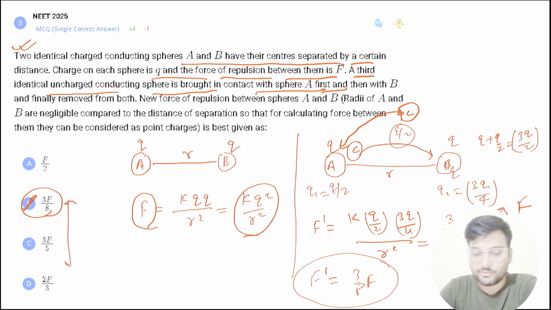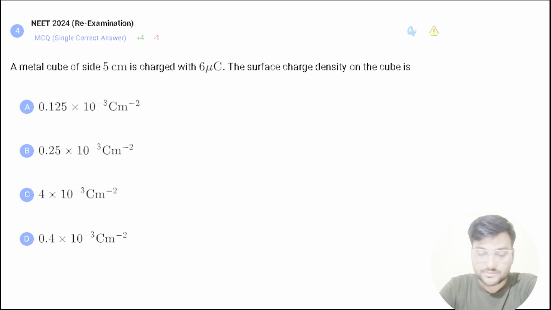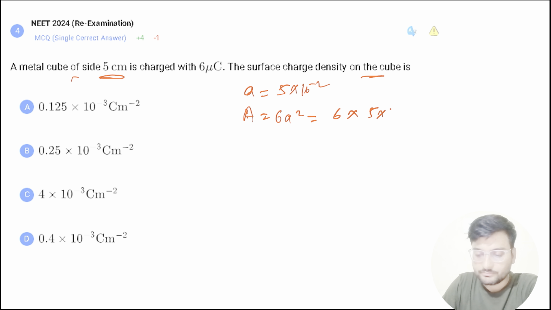Now we are discussing the next question. In the case of a metallic cube, the side of the metallic cube is A equal to how much? That is 5 into 10 power minus 2. So what is the area? The area of a cube is 6A square. So 6 into 5 into 10 power minus 2 square, right? And the charge is given to you. Q is given as 6 microcoulomb.